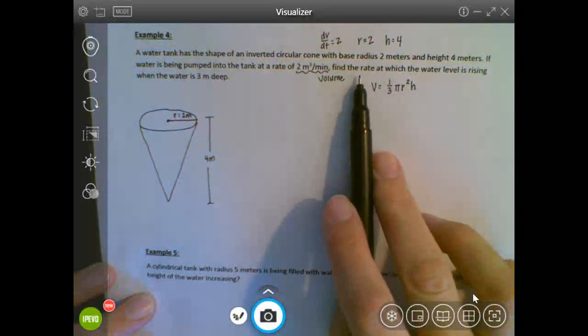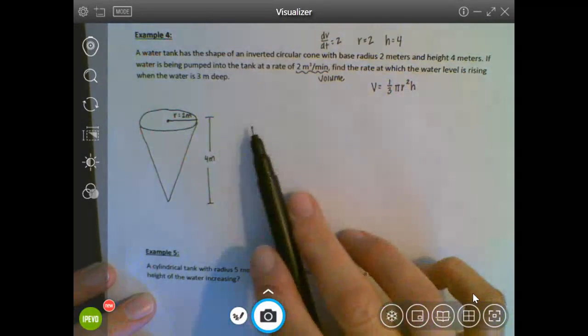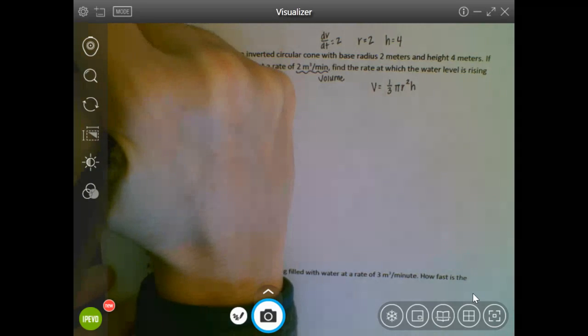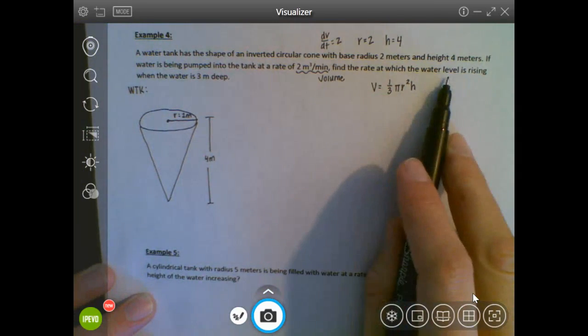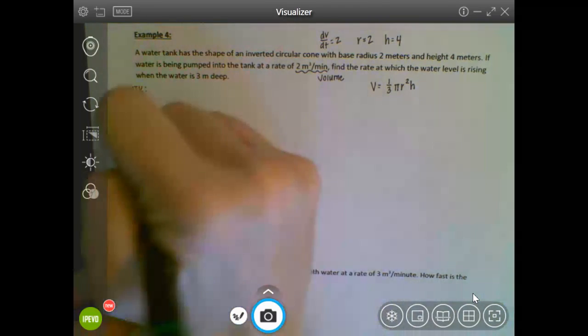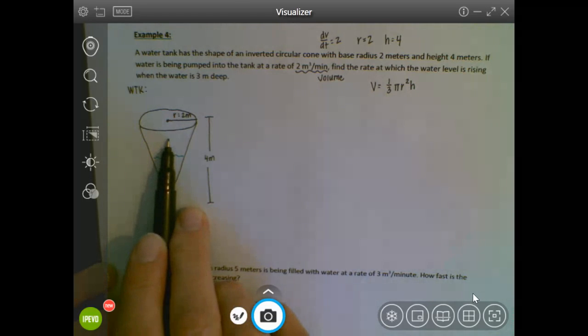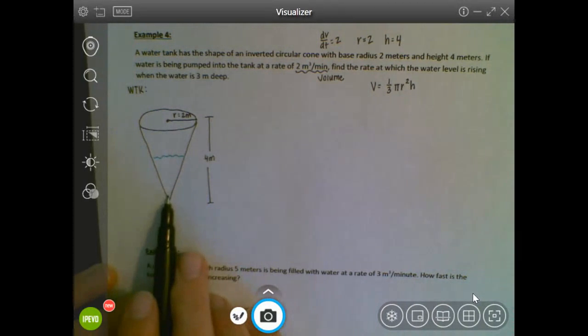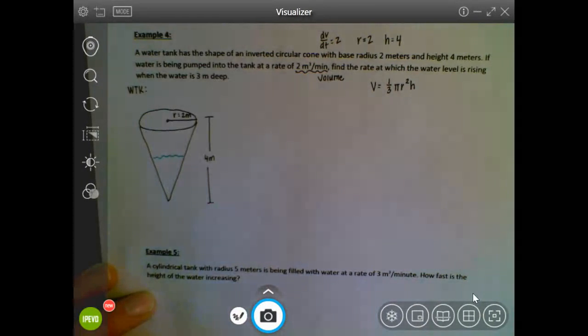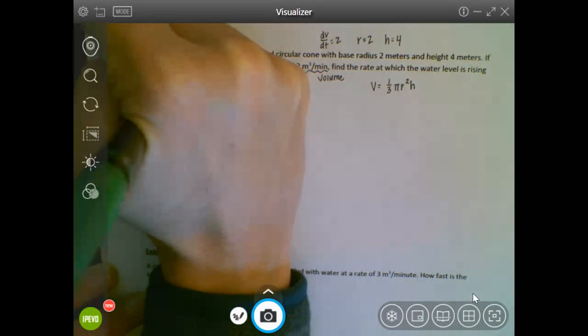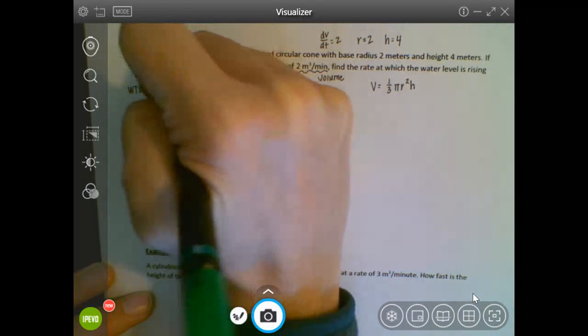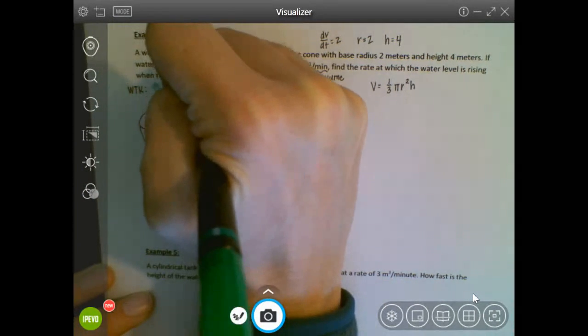What we want to know is the rate at which the water level is rising when the water is 3 meters deep. If we think about water being in this cone, the water level is going upwards. So we want to know the rate of change of the height, because we want to know how that water level is rising. So we want to know dh/dt, and we want to know dh/dt when the height is exactly 3 meters deep.